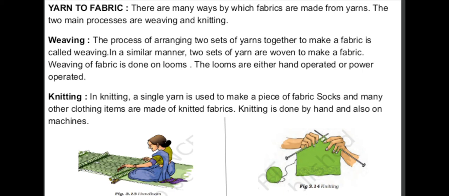Weaving of fabric is done on a loom. The looms are either hand operated or power operated. And the next one is knitting. In knitting, a single yarn is used to make a piece of fabric. Socks and many other clothing items are made of knitted fabrics. Knitting is done by hand and also on a machine.